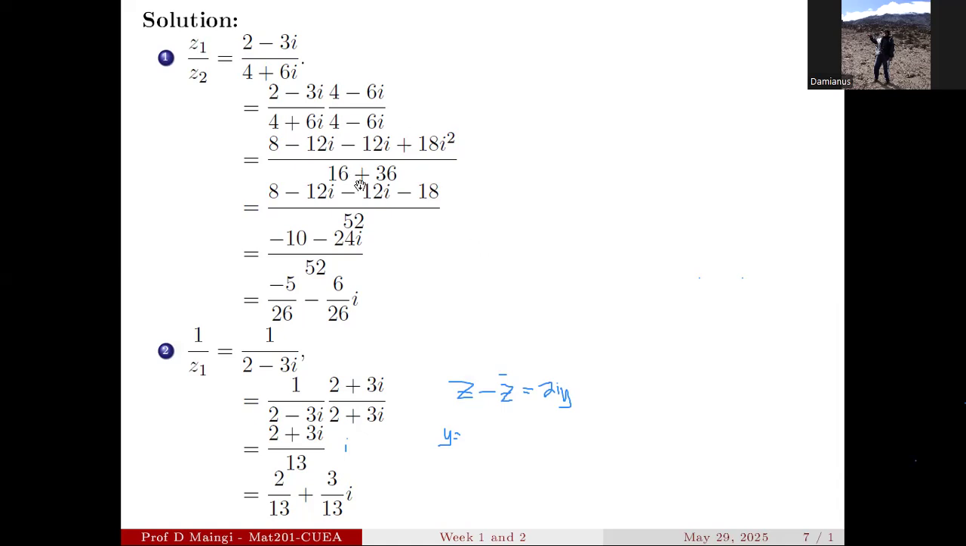And now you open up, so you end up with the reals. This i squared is minus 1, so it's 8 minus 18, which is minus 10. And then minus 12i minus 12i is minus 24i. Then 16 plus 36 is 52. This is the answer, which you can split into the real part, minus 10 over 52, which is minus 5 over 26, and then minus 24 over 52 i, which is minus 12 over 26 i, which you can simplify further by 2 if you like.